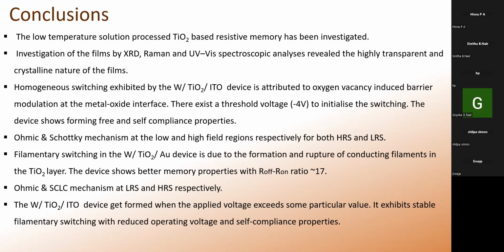And device 2 can be used for typical memory operation, that is, computer memory. LRS and HRS can be used as logic 0 and logic 1.